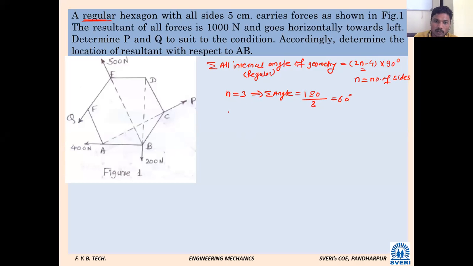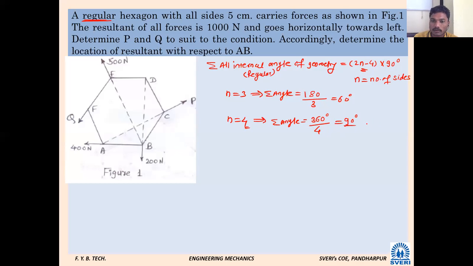Now put n is equal to 4. What will the total summation of internal angles be? 4 into 2 is 8, 8 minus 4 is 4, 4 into 90 is 360. There are 4 internal angles, so divide by 4 and it equals 90 degree. So the internal angle of a square is 90.